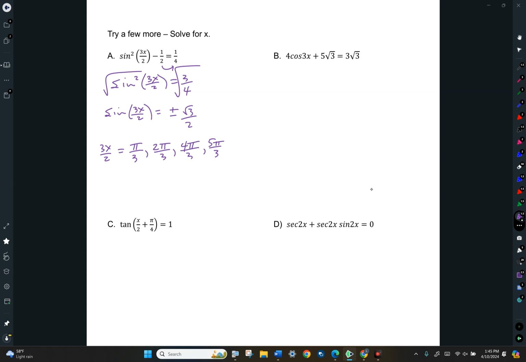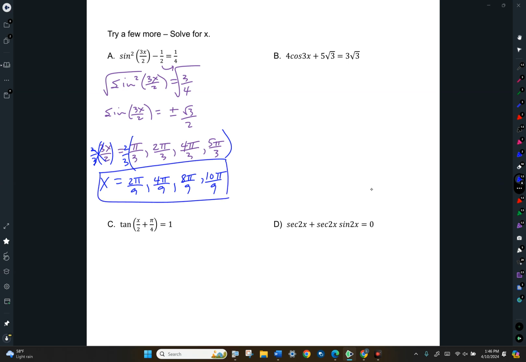And so if I want to solve for x, the easy way to get rid of the 3/2 would be to multiply by 2/3, right? So I would just have x. So if I multiply all the way across by 2/3, for the first one, I'm going to have 2 pi over 9. If I multiply by 2/3 on the second one, I'm going to have 4 pi over 9. Multiply by 2/3 on the next one, I'm going to have 8 pi over 9. 2/3 on the last one, I'm going to have 10 pi over 9.